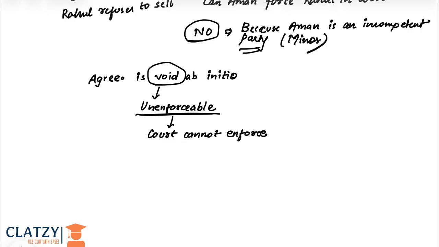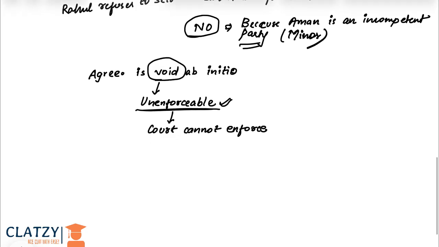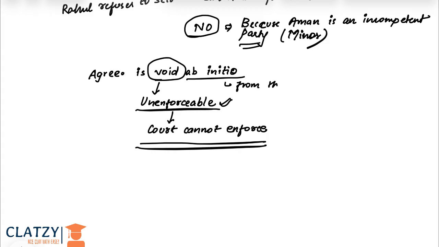Because the money that you were supposed to pay to NLSIU is a bribe. And bribery is an illegal activity. And therefore, the court will not enforce your agreement with NLSIU. And hence your agreement is unenforceable, which means court will not enforce. Therefore, void ab initio. Void means unenforceable. Ab initio means from the beginning.